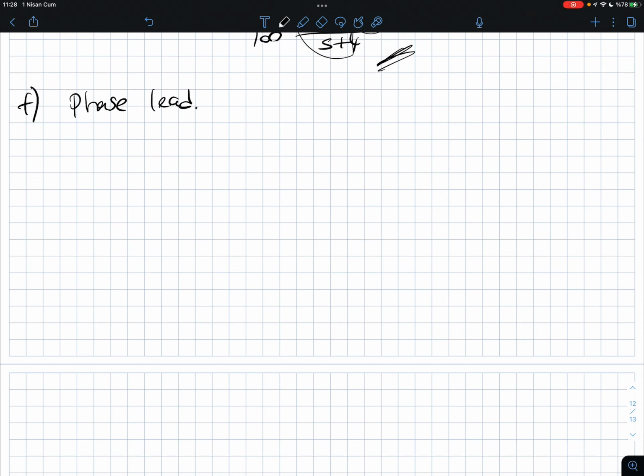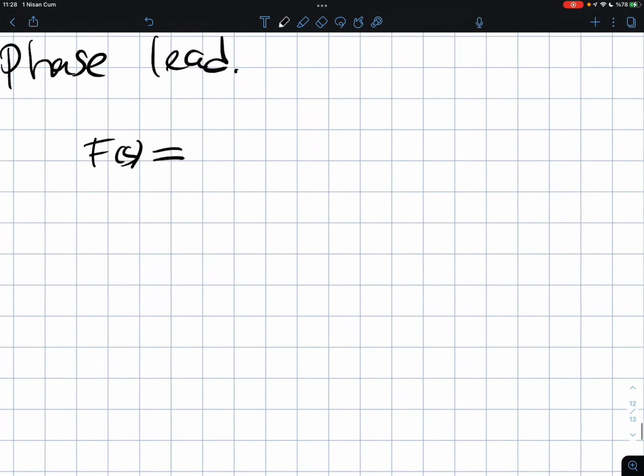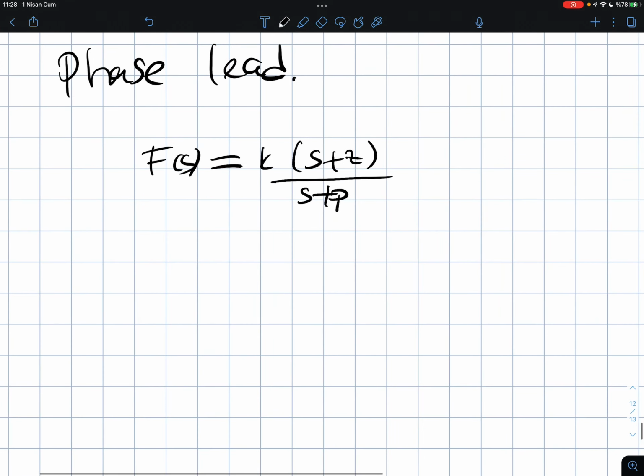Now, in order to design a phase lead controller, let me define a first order controller that looks like this: K times s plus z divided by s plus p. Now, this is a first order controller. It can be phase lead, it can be phase lag. I'll talk about that in a moment. But what we essentially do with a first order controller is we add a zero to the system and a pole to the system. Now, if p is equal to zero, then we are designing a PI controller.